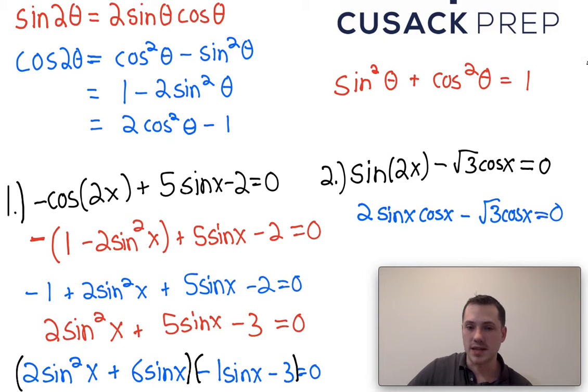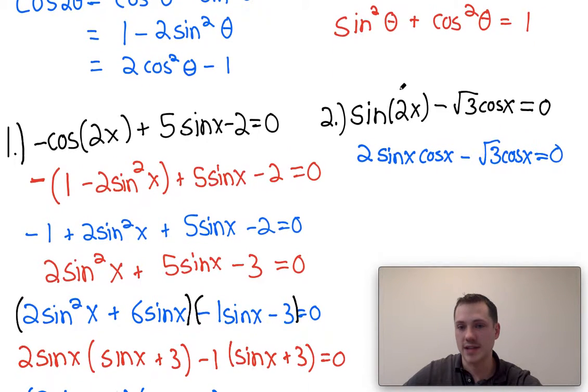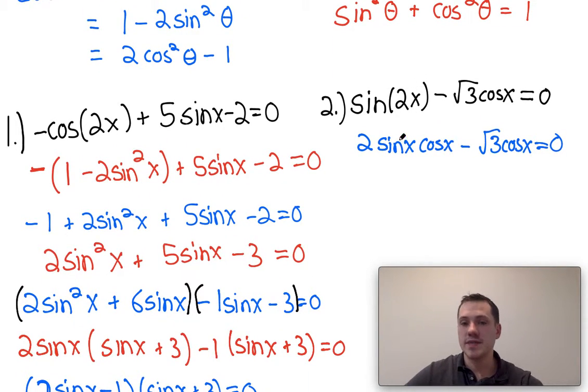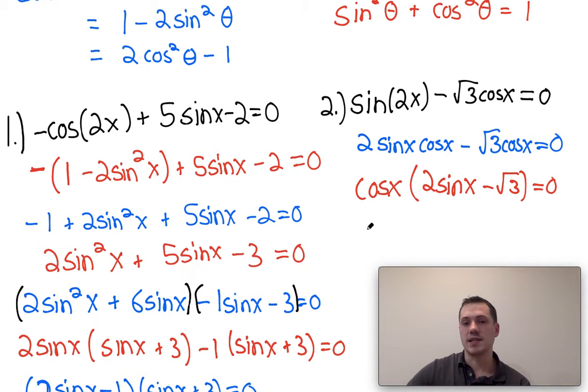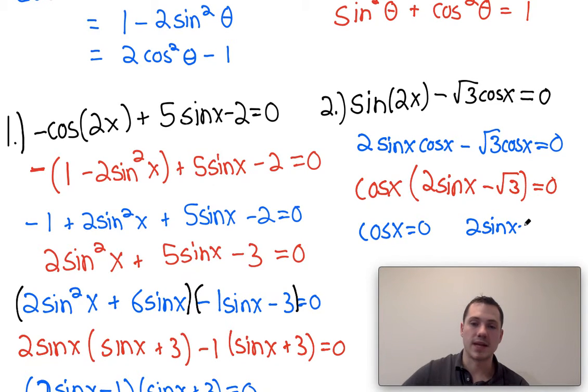Once again, we can factor this, even though it's not a quadratic. We can factor this one by taking out the greatest common factor in both terms. Each of these terms has a cosine, so I can take a cosine out of both. If we take a cosine out of the first term, we're left with 2 sine of x. And if we take a cosine out of the second term, we're just left with root 3. Just like in the last problem, we can set each of these factors equal to 0 separately. So we're going to have cosine of x is equal to 0, and we're also going to have 2 sine of x minus root 3 is equal to 0.